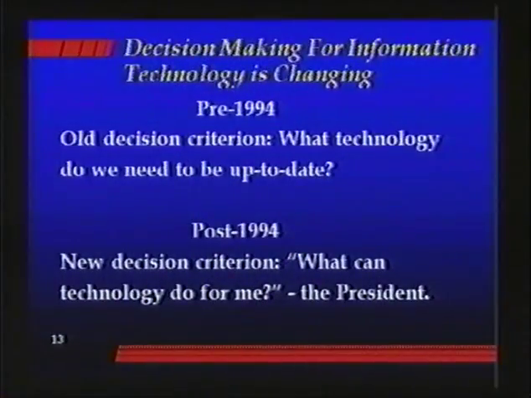Let me review a series of about 6 or 7 ways in which planning tomorrow will be different from planning today. Decision-making for information technology is changing radically. Pre-1994, the old decision criterion was, what technology do we need to be up to date? In the future, the new decision criterion will be, what can technology do for me? And the president and executive officers will be asking and answering that question.